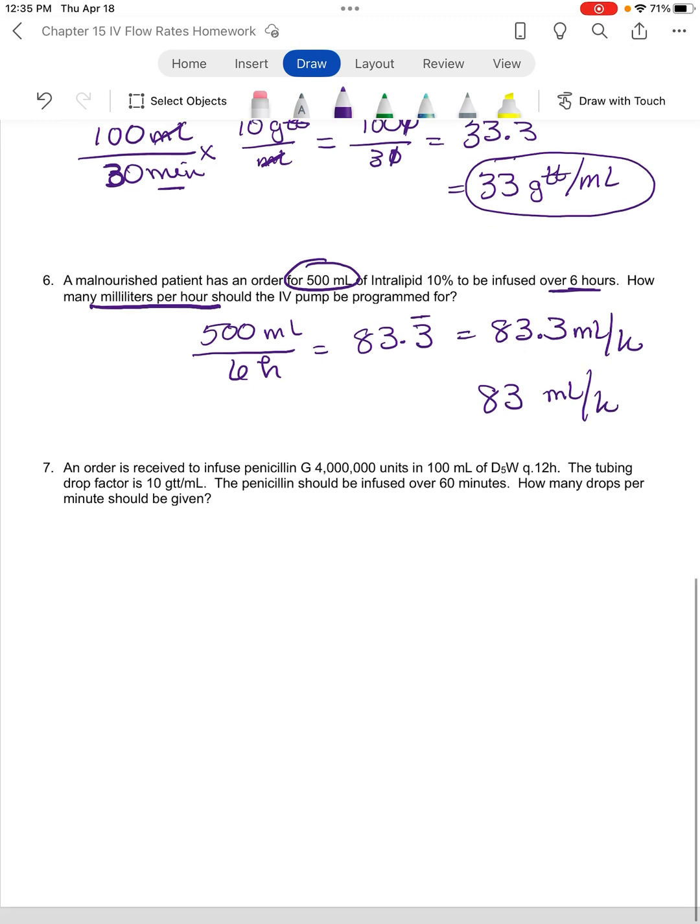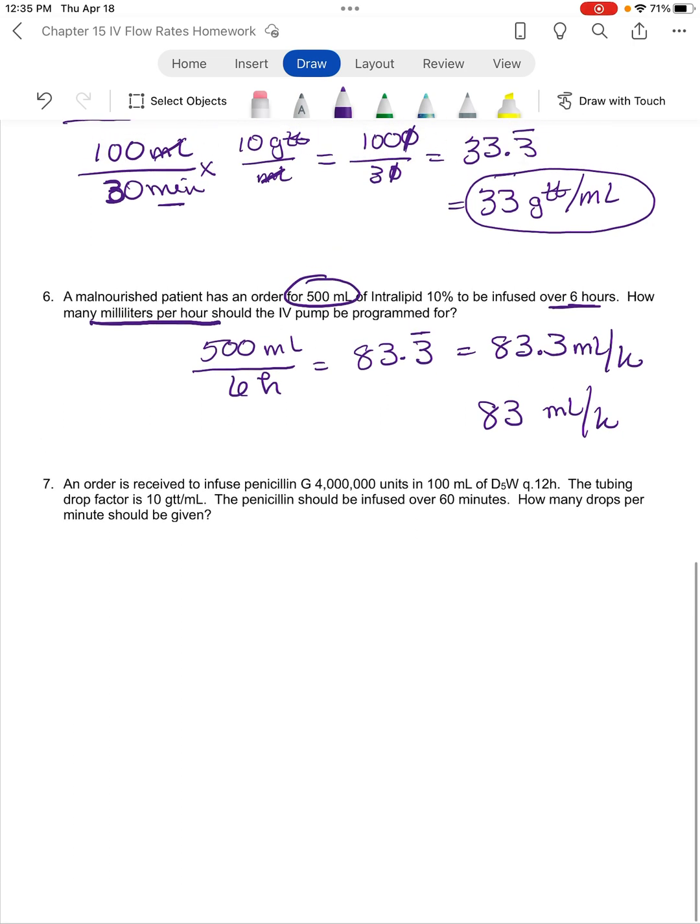Okay, so let's look at the last one. This time we have an order received to infuse penicillin G 4 million units in 100 milliliters of D5W every 12 hours. The tubing drop factor is 10 drops per milliliter. The penicillin should be infused over 60 minutes. And the question is how many drops per minute should be given. So I know I'm doing my manual because it says drops per minute.